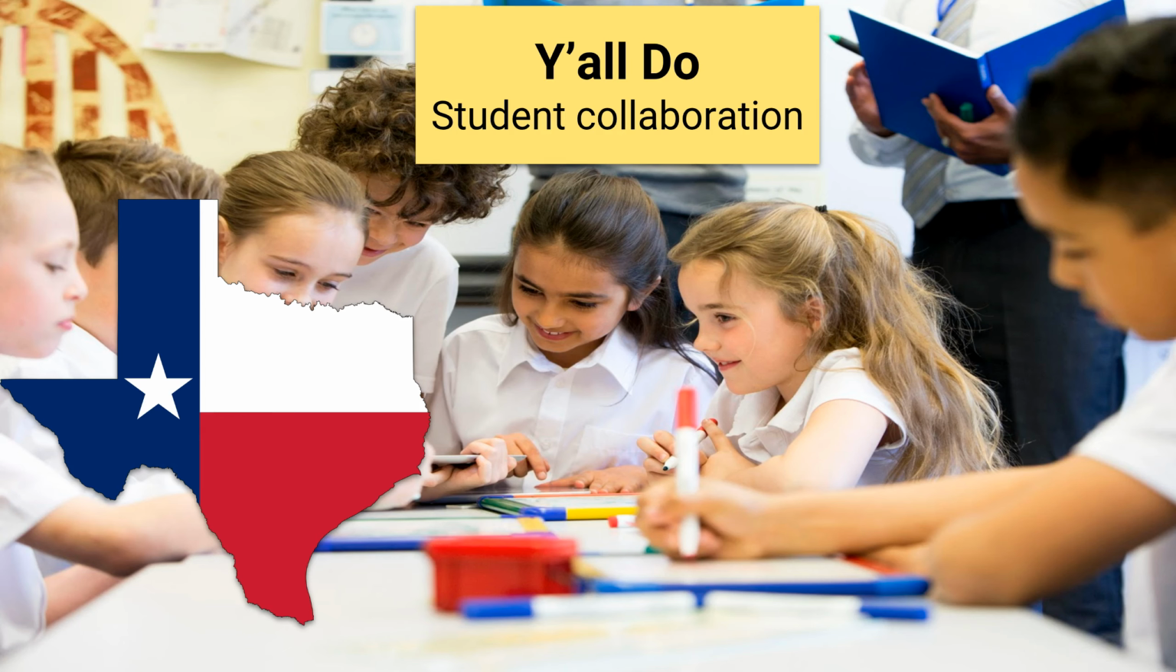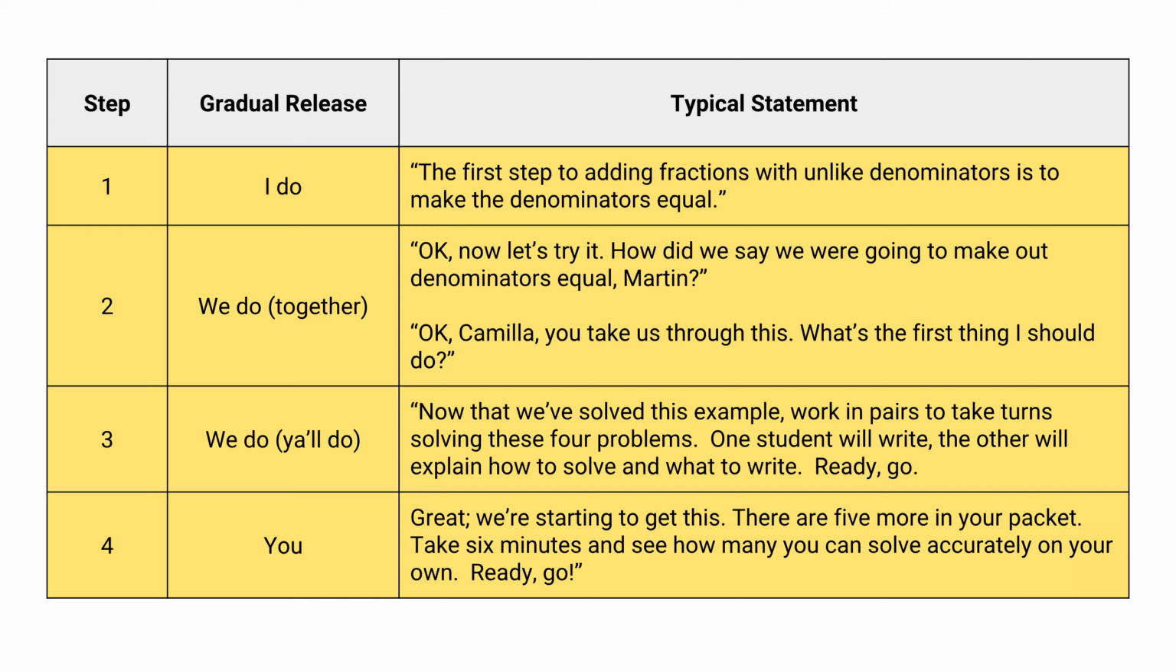Okay, now let's try it together. How did we say we were going to make the denominators equal? Martin? Nice. Okay, what do I need to do next? Camilla. After guided practice, the teacher has students practice with partners, and y'all do. Now that we've solved this example, work in pairs to take turns solving these 4 problems. One student will write, and the other student will explain how to solve and what to write. Then switch for the next problem. Kayla, what are we doing again? You got it. Ready, go.